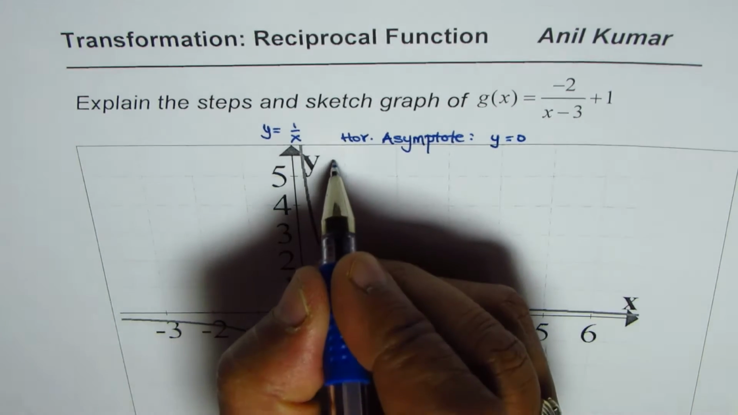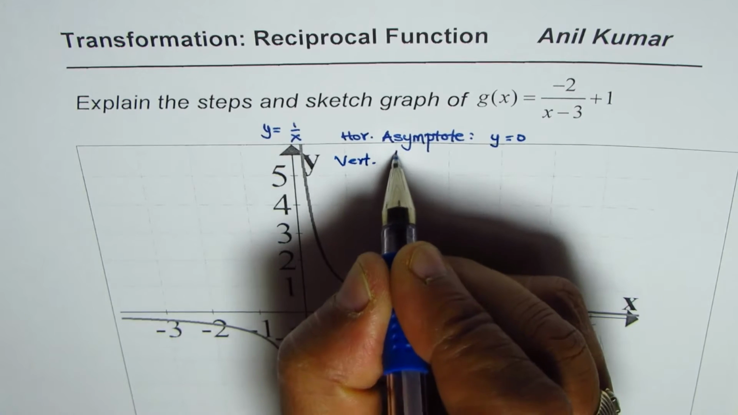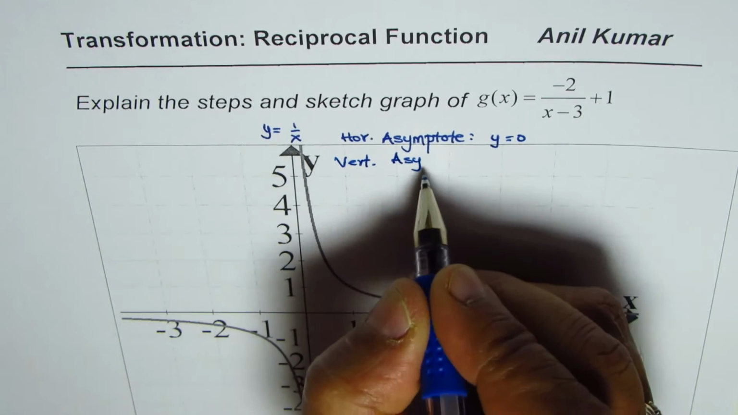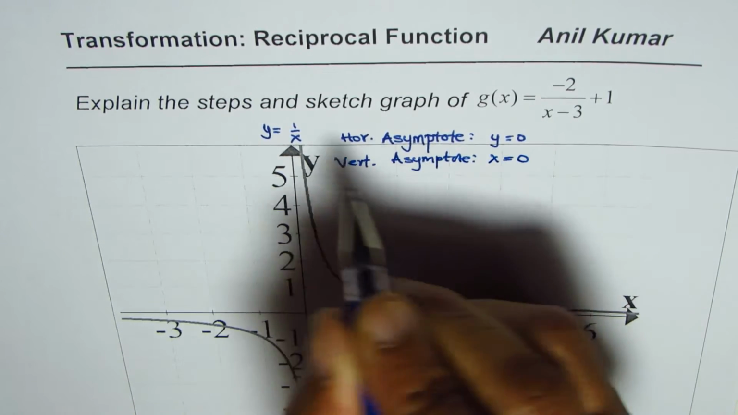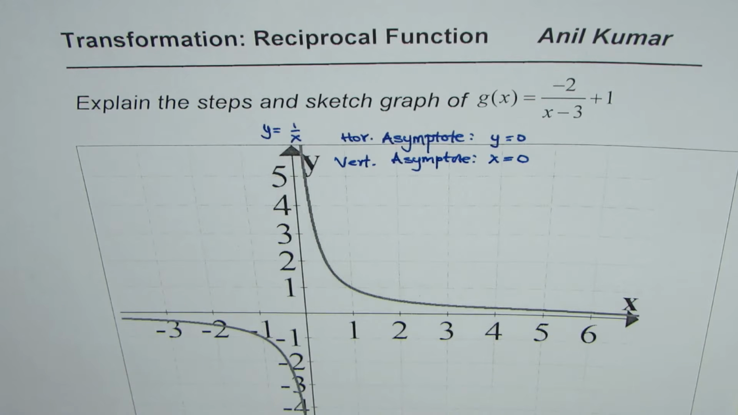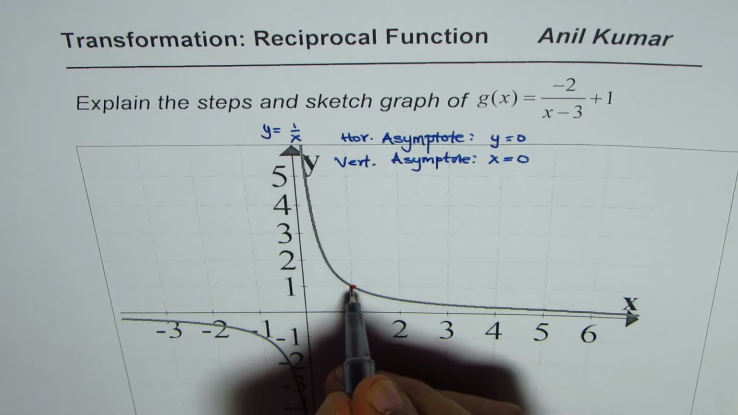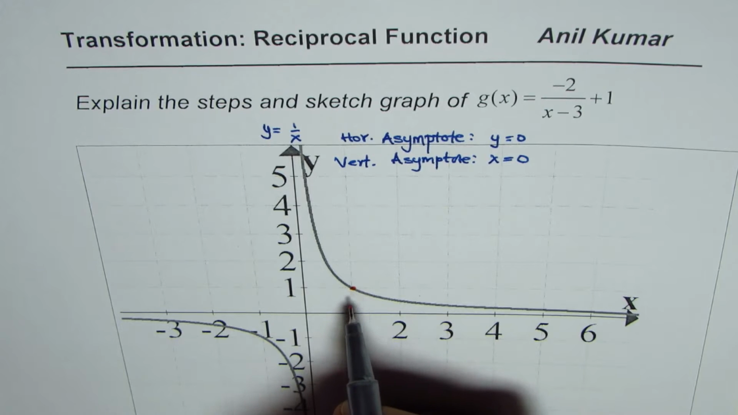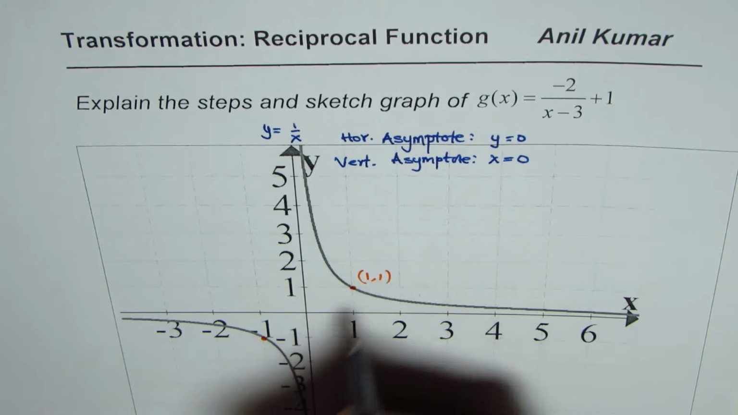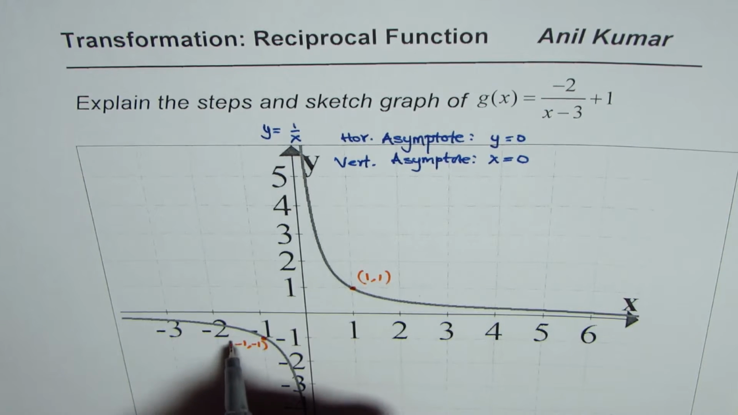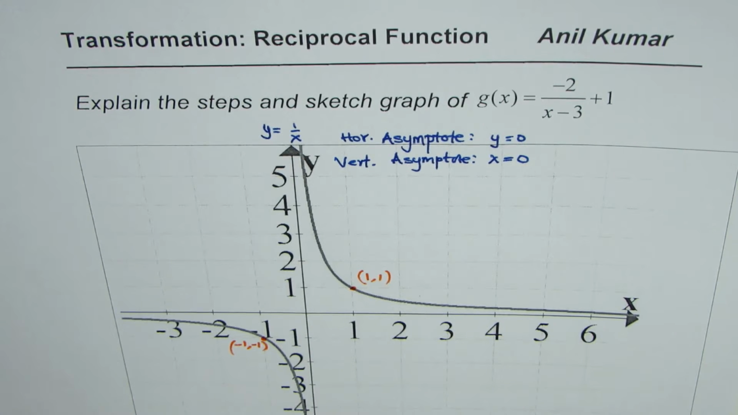The other key point is the vertical asymptote. The vertical asymptote is the y-axis, and its equation is x equals 0. So these are two very critical things to look into whenever you sketch a reciprocal function. The other key points are, you will notice that 1 and 1 over x is also 1. So these two points, 1, 1 and minus 1, minus 1, are very good points to take.